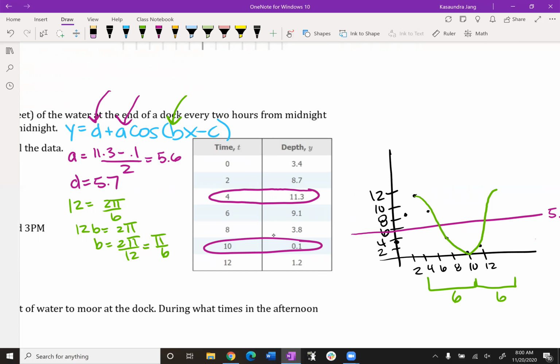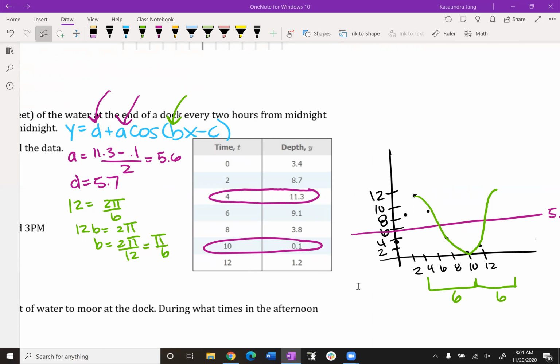Let's see here. Oh, uh-oh. I'll have to deal with that in a bit. Okay. What was I up to? Okay, I was doing the C. That's what we're looking at.